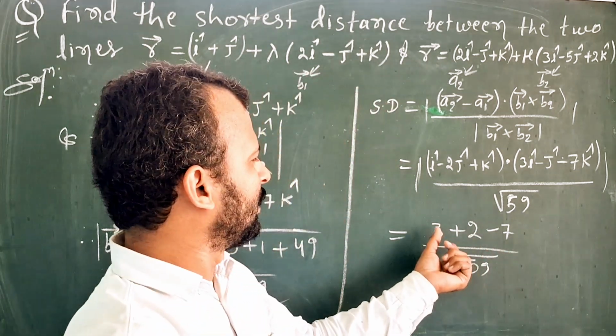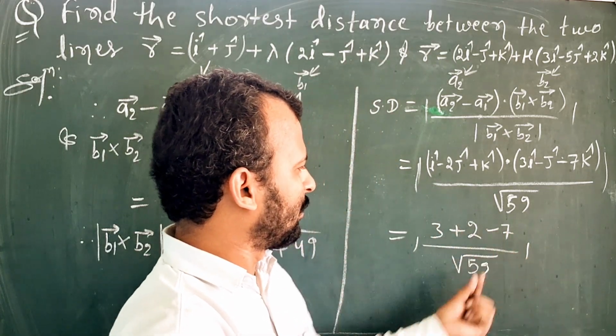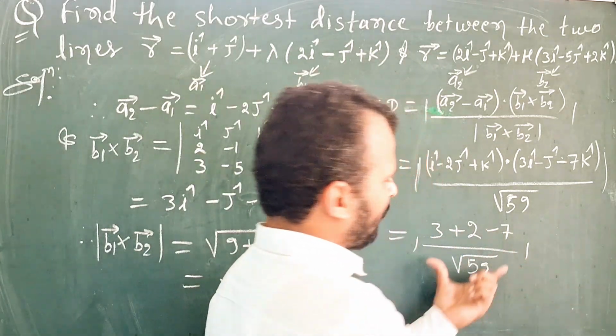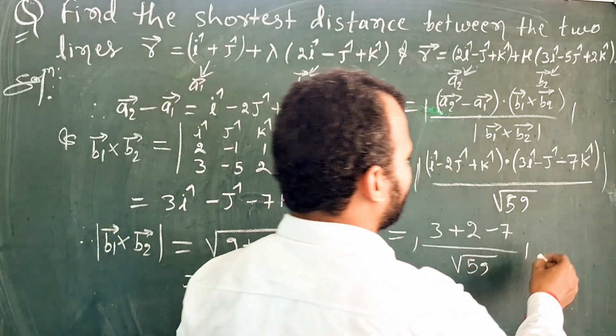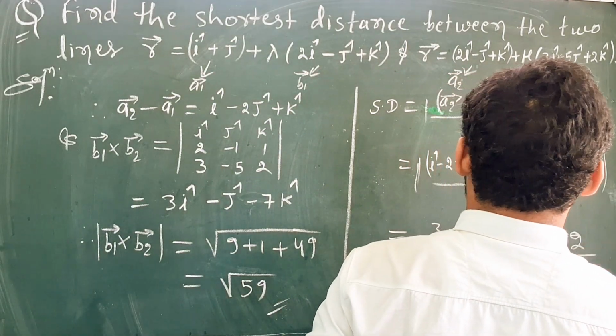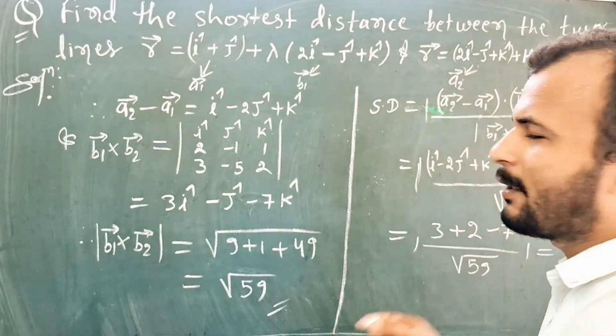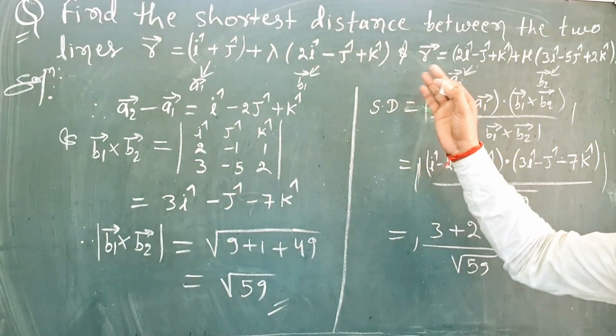Now we find it: 5 minus 7, this is minus 2, but this is in modulus, so we write its absolute value, which means 2 divided by square root of 59. This is the correct shortest distance between the two given lines.